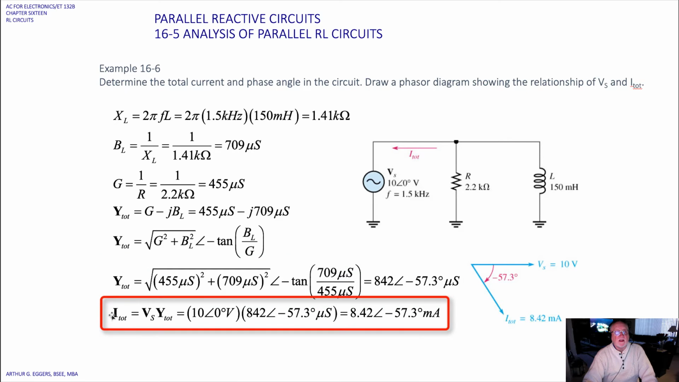We can calculate then the total current. In this case, we just apply Ohm's law. I total is equal to the source voltage times the total admittance in this case. So 10 at an angle of 0 volts for the source, 842 at an angle of minus 57.3 degrees microsiemens gives us a total current now of 8.42 at an angle of minus 57.3 milliamps. Okay, so negative angle we can see over here, minus 57.3, our total current 8.42, and our source 10 volts.